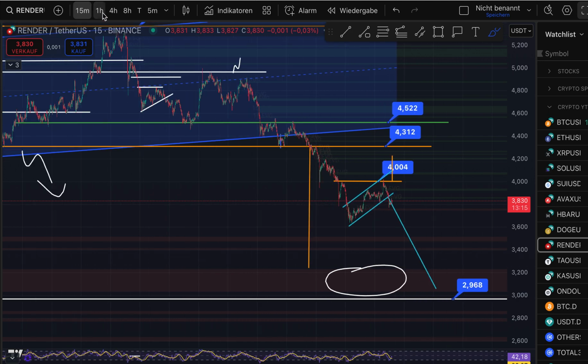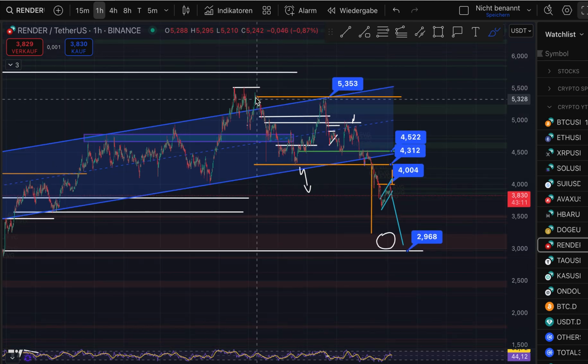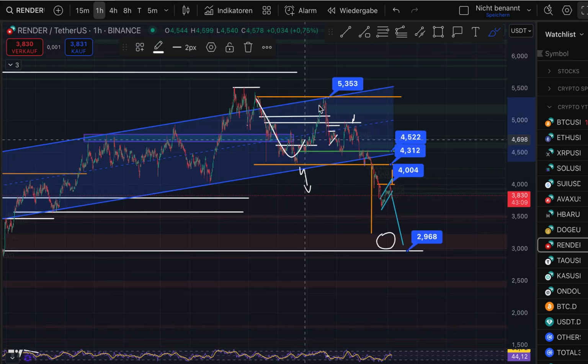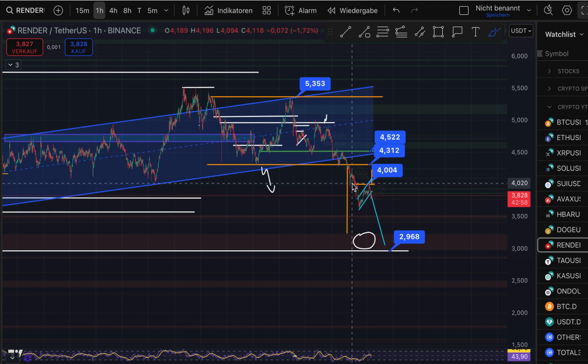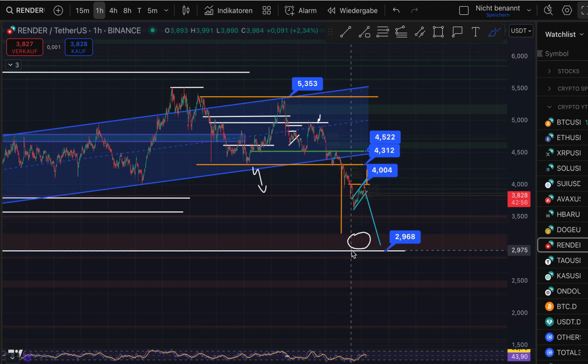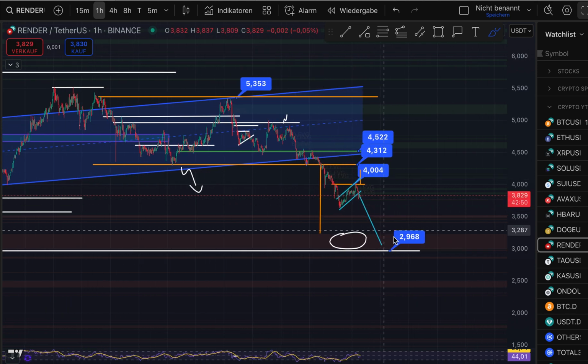We also have, if we look into the past, a rectangle, which also broke to the downside. Target $3.24. So what I think is, we also have a fair value gap down to $3, where I have put the circle here. So we have 3 bearish signs getting us down to $3.